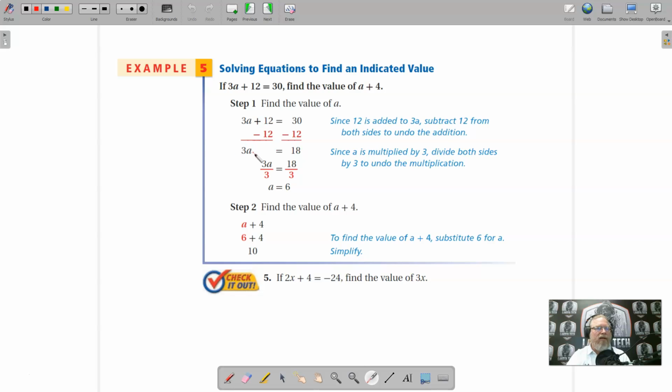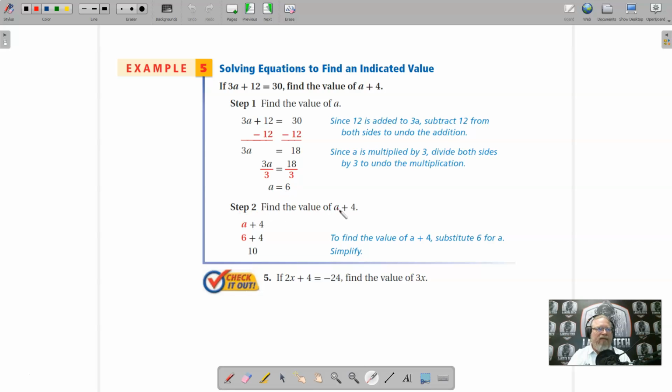The 3 is tied to the a through multiplication. The opposite operation is division. Every fraction is a division problem. We want to divide by the very number we wish to get rid of, which is 3. What we do to one side, we do to the other. The 3's cancel each other, leaving us with just a. 18 divided by 3 is 6. So we now know that a equals 6.